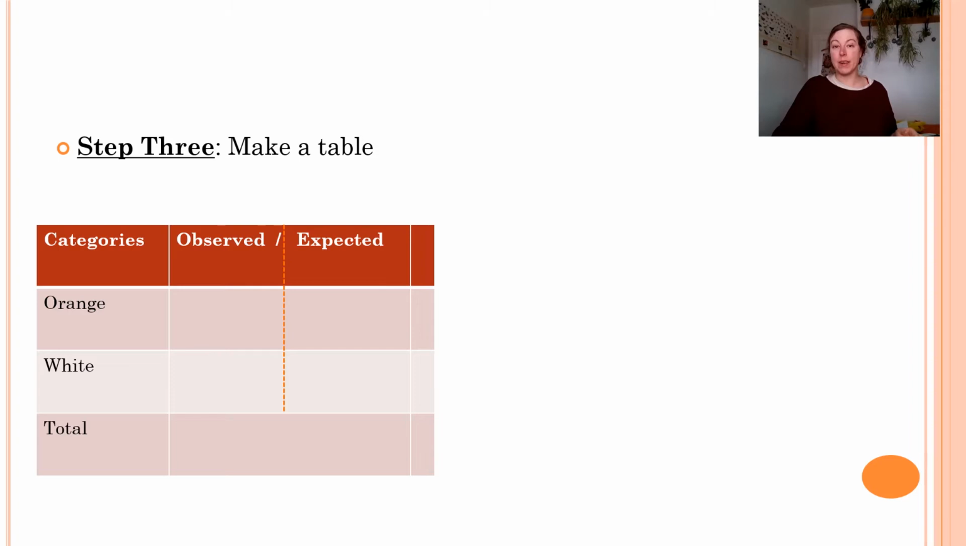When we're doing chi-squared, I find it simplest to make a table. So I want to record all of my observed numbers. I like to record it into a table that makes it easy for me to know what I'm recording and then easy to put my expected values in later. So here I have my categories, which is color, orange and white, and I have my observed numbers and my expected numbers sharing a column. We're going to see why this is a dotted line in a little bit. But first, let's count our orange and our white butterflies.